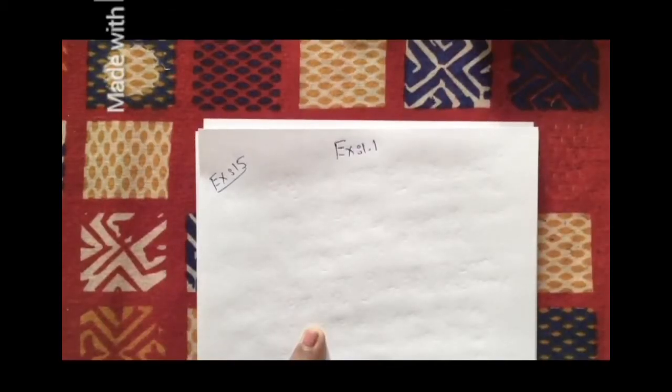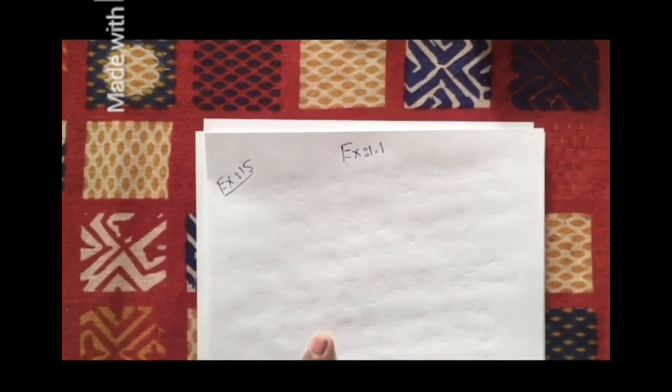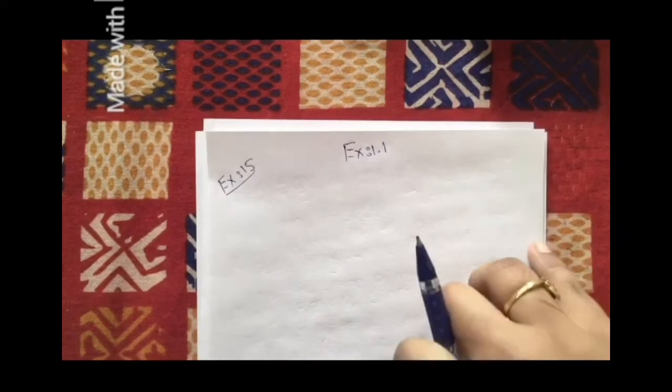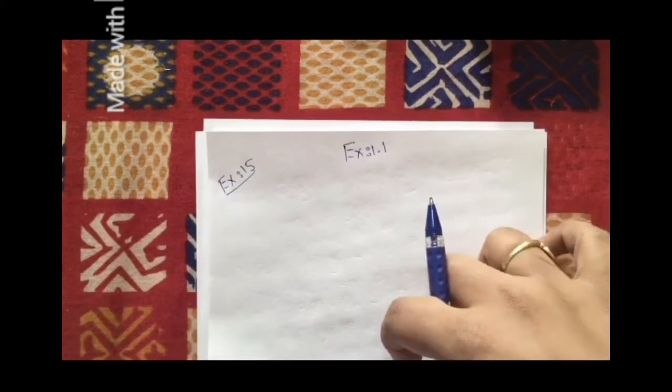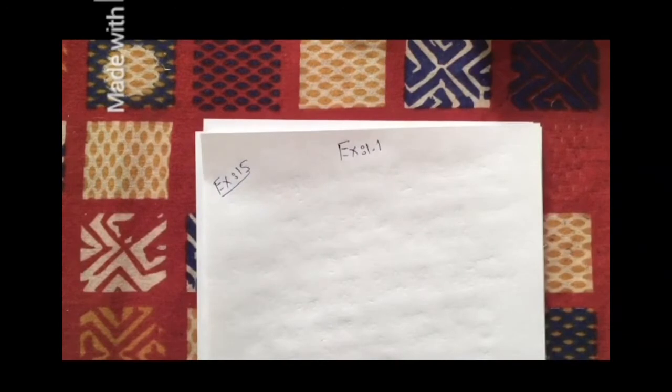Hello students, in the previous video we stopped at exercise 1.1 example number 13. Today we are going to start with example number 15, which is: let R be the relation in the set {1, 2, 3, 4}.